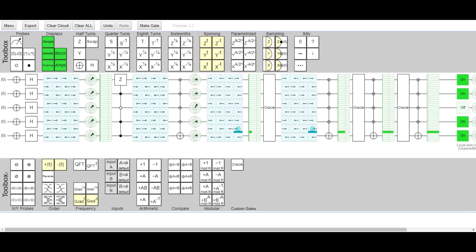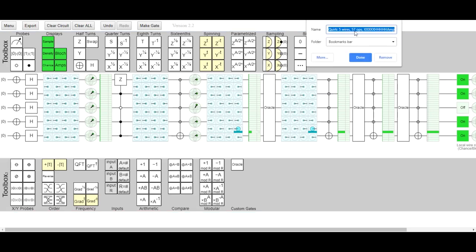Cool, let me save that so I can just go ahead. So I'll just call this new Grover, and I'll do this bookmarks, whatever.